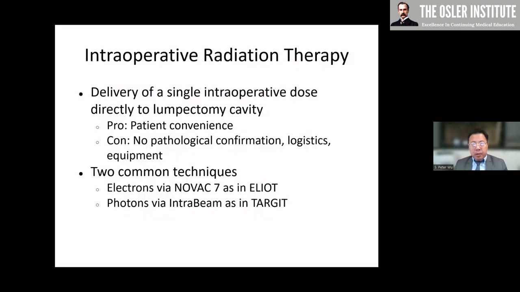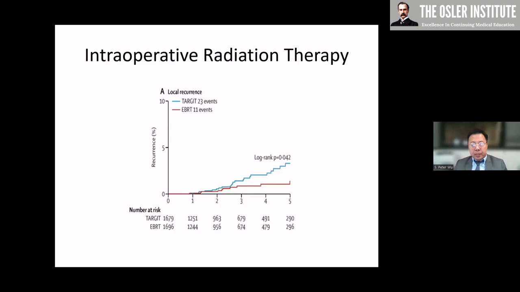So IORT, I just want to make one note before moving on to the next topic. IORT is becoming less and less popular given the long-term follow-up of the Elliott and Target trials. Here you see in the Target investigators, this is using electron-based intraoperative radiotherapy. The local recurrence is increasing at 5 years, separating from external beam radiation.